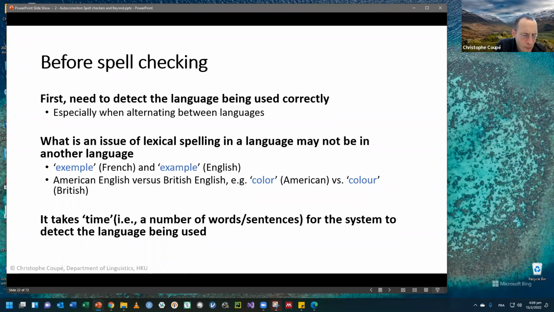So if the system believes you are writing in French, but actually you are writing in English, you write example like you should write it in French, and the system doesn't detect that you are making a mistake because actually you are writing in English.